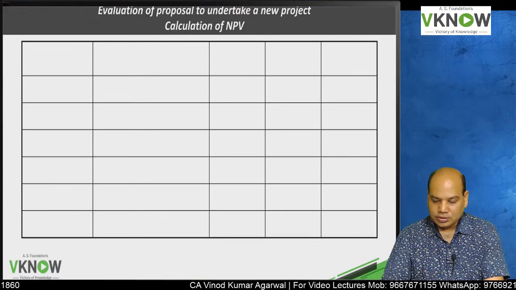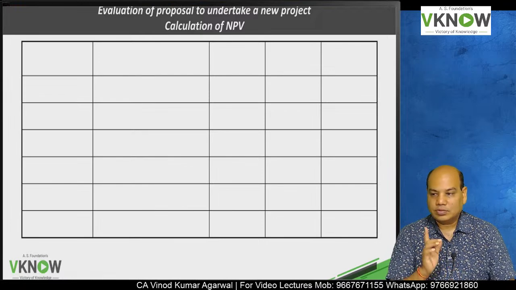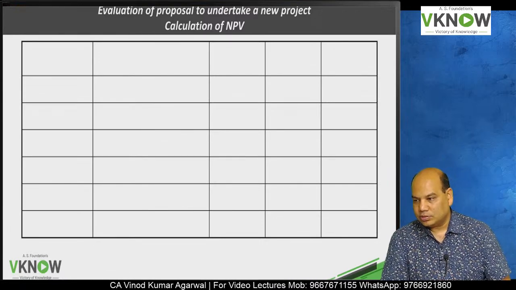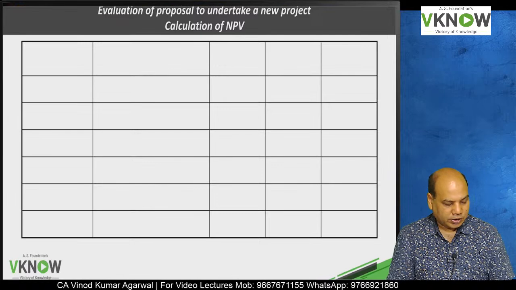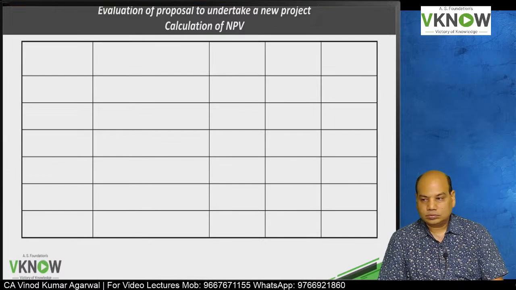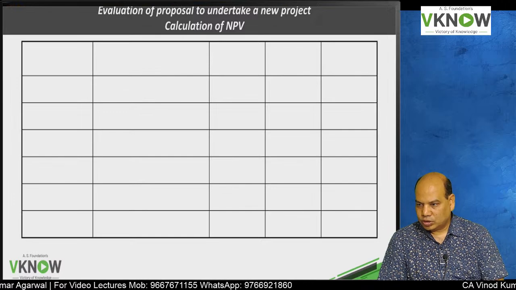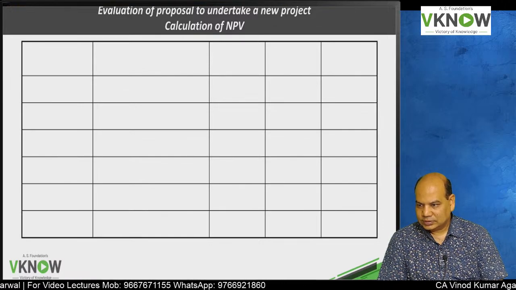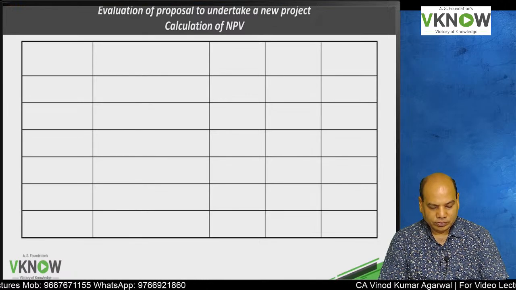First write down one main heading, followed by a working note. Heading: evaluation of the proposal to undertake a new project. That is the heading. Below that, write calculation of NPV.